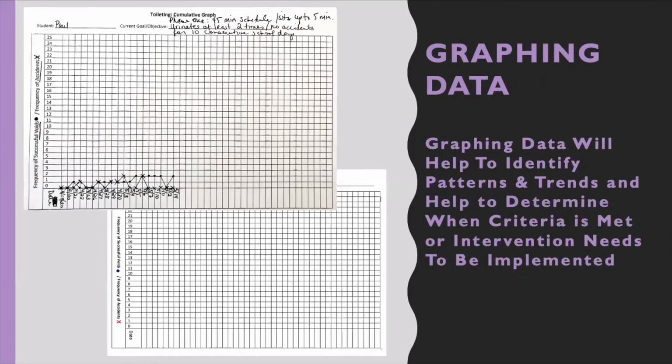When you take data, it's important to graph it. Graphing will help you identify patterns and trends and help determine when criteria is met or intervention needs to be implemented.